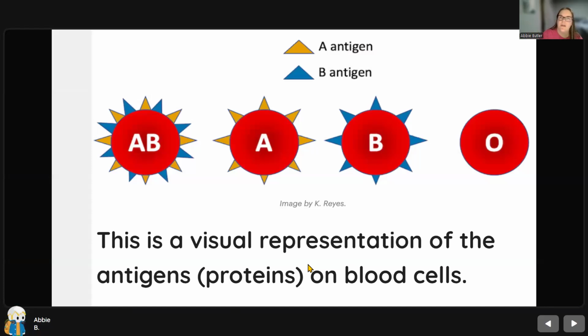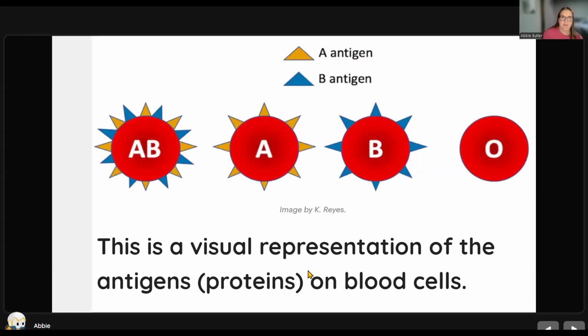So for type AB blood, you would have both A and B antigens. Type A blood would have just the A antigens. Type B blood would have B antigens, and the type O blood has neither A or B antigens. That's why type O blood is technically a universal donor, because they can give to everyone else. They're not going to cause an immune response. The other ones are not universal donors because they do cause a response.